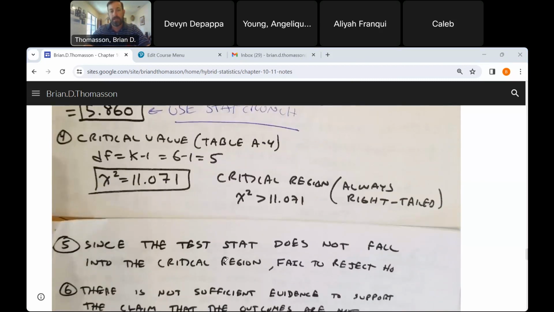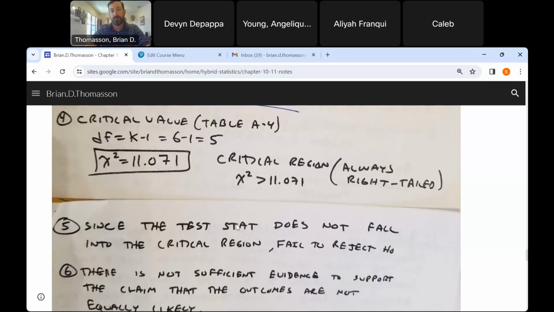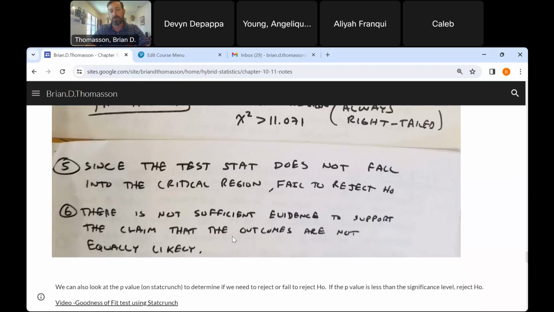And that's what I'm saying in step 5. Since the test stat does not fall in the critical region, fail to reject H0. In other words, the 5 is not above the 11. It has to be above the 11 for us to say that the die was unfair. Then we go to step 6, which is from our table from chapter 8, to figure out our final conclusion. There is not sufficient evidence to support the claim that the outcomes are not equally likely. So we're saying that die is still fair. All right, let me show you how StatCrunch can help on this.